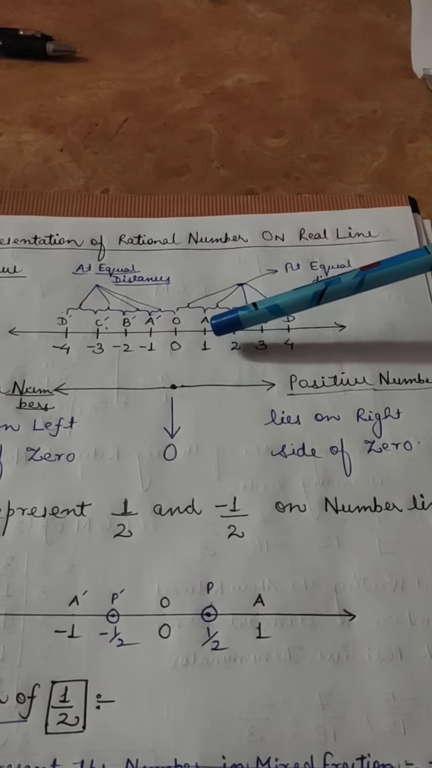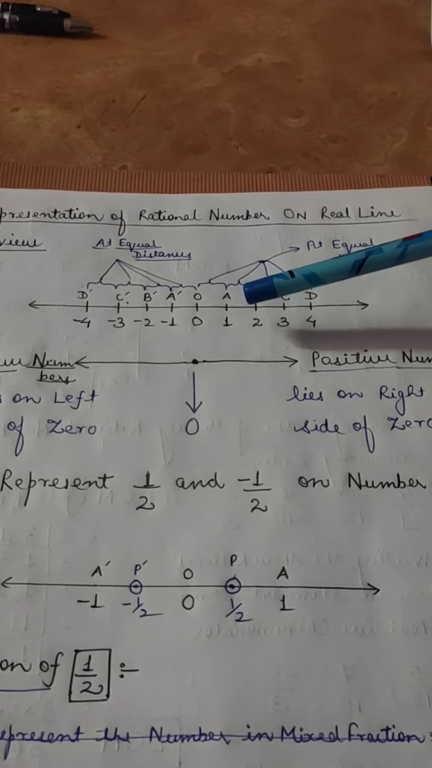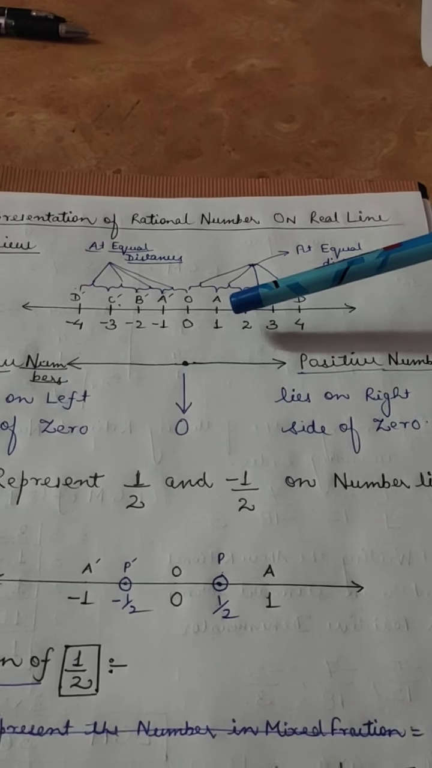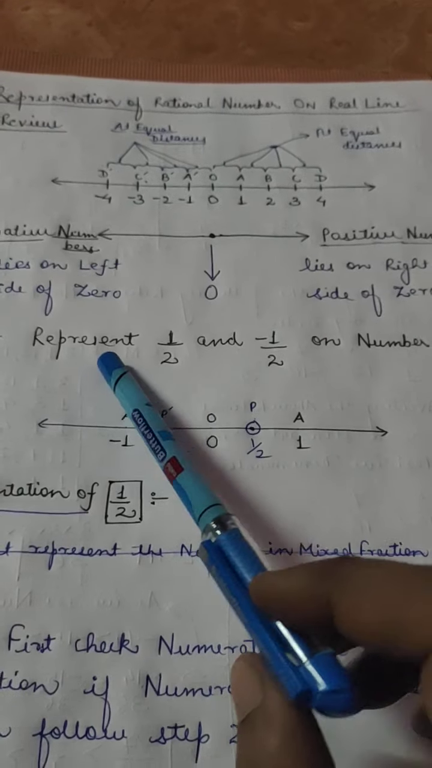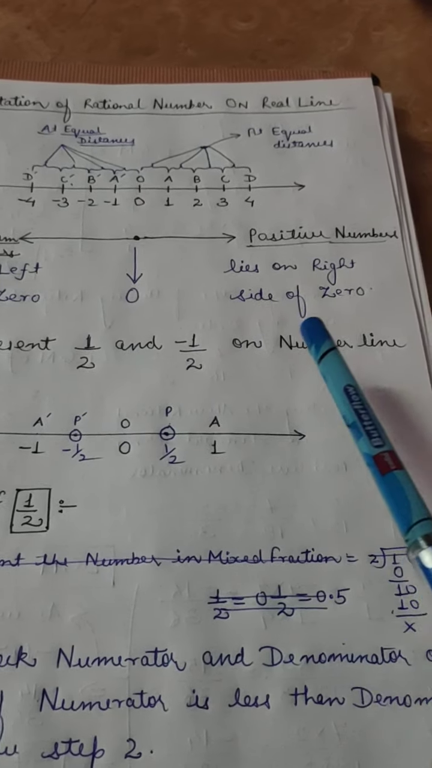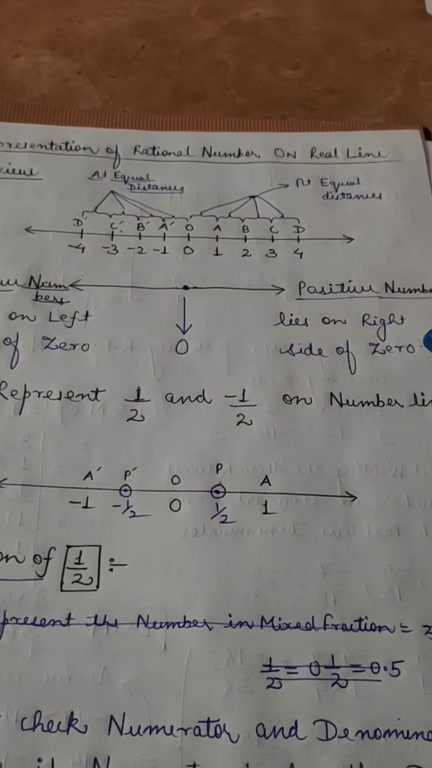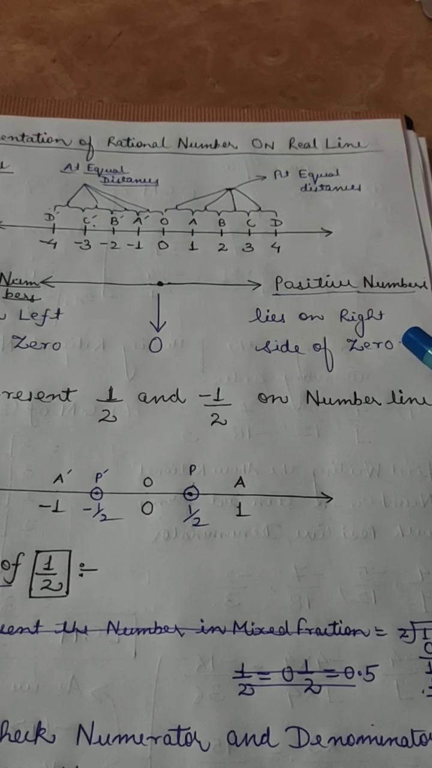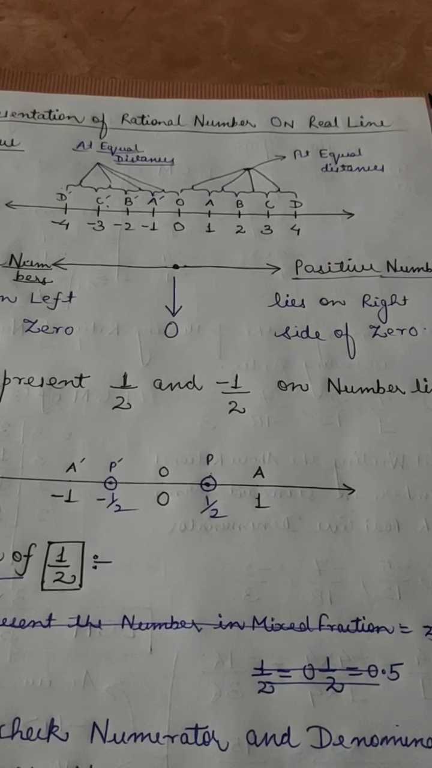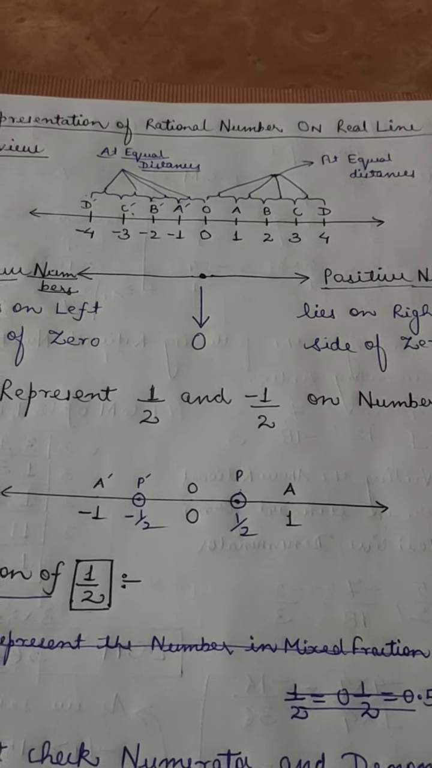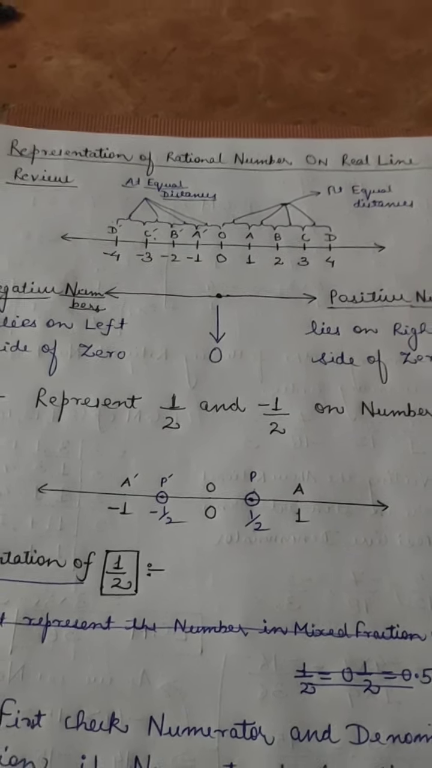So similar is the case of rational numbers. Now in this part we will learn how to represent rational numbers on the number line. First, for example, let us represent 1 by 2 and minus 1 by 2 on the number line. 1 by 2 is a positive rational number and minus 1 by 2 is a negative rational number. So 1 by 2 will lie on the positive side of 0 and minus 1 by 2 will lie on the negative side of 0.